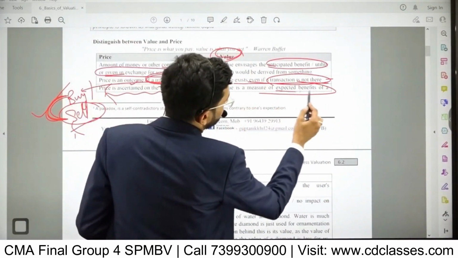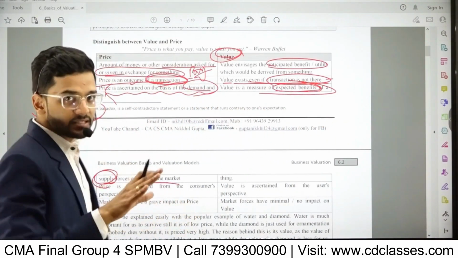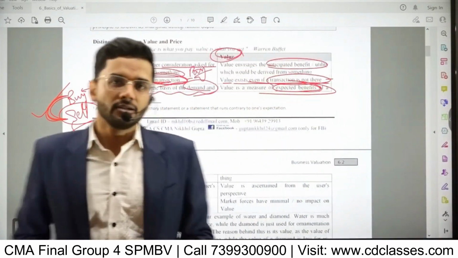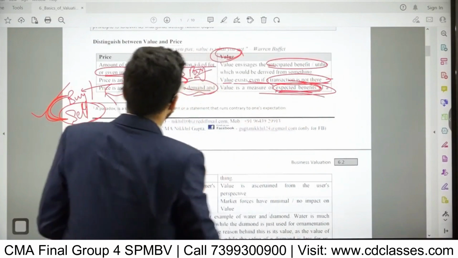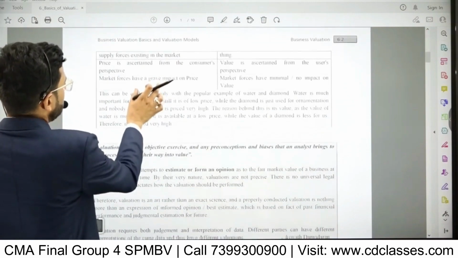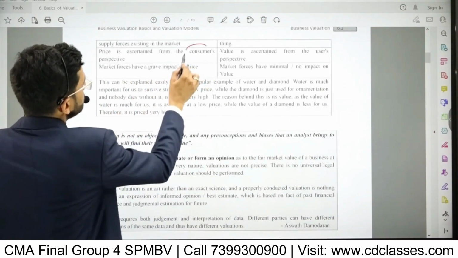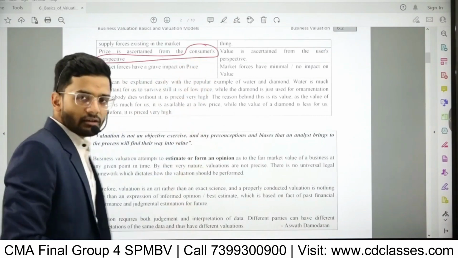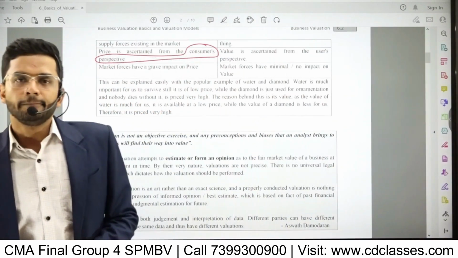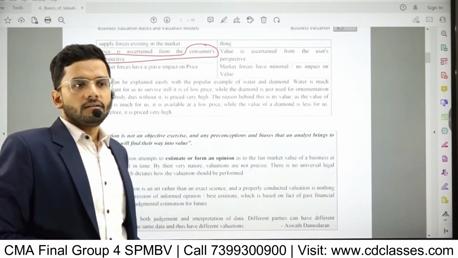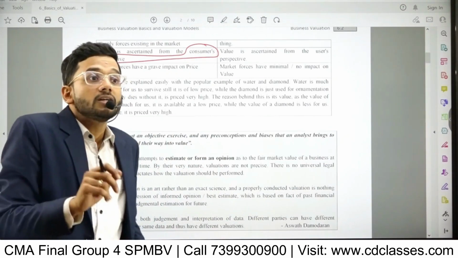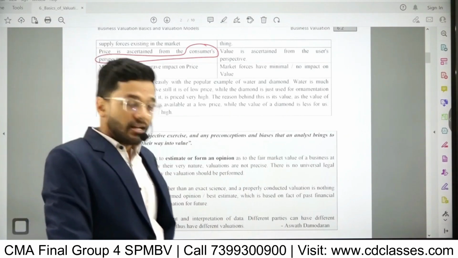And values are determined on the basis of expected benefits. Whatever expected benefits are accruing from that particular good, on the basis of that, the value can be ascertained. So value is ascertained on the basis of expected benefit, and price is ascertained on the basis of demand and supply. Price is ascertained from a consumer perspective. From which perspective is price ascertained? From a consumer perspective. Whatever the consumer is going to buy that good for, price is always ascertained from a consumer standpoint. What the consumer is willing to pay for that particular good, that is the price.